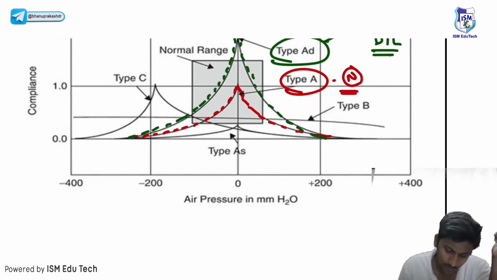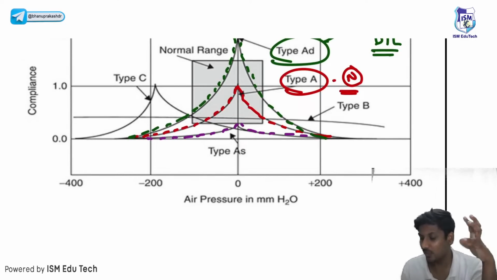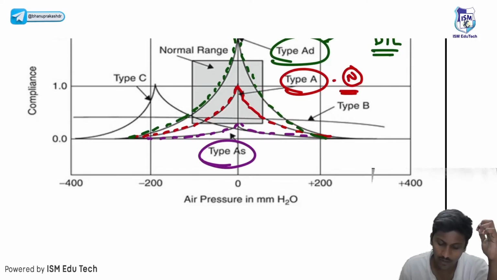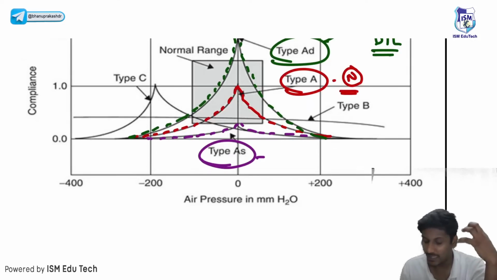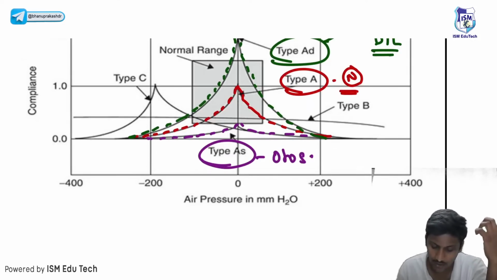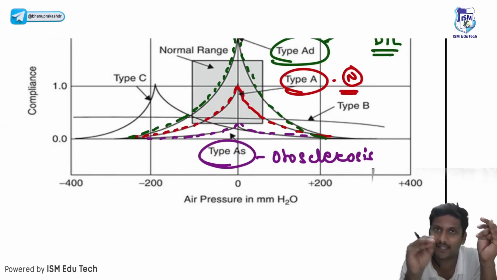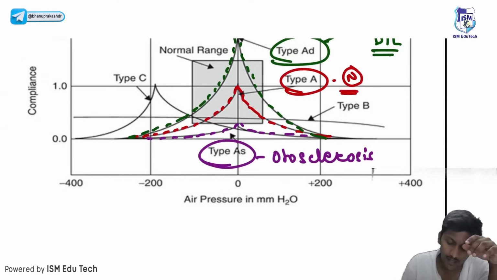Next, here you can see in this graph, definitely the ear ossicles are not able to move freely. Why are they not able to move freely? Because they are fixed. And what is that condition where the ear ossicle or the stapes becomes fixed? Definitely in a case of otosclerosis. Okay, we have discussed that. So in otosclerosis, we will see an AS graph. S stands for sclerosis over here.